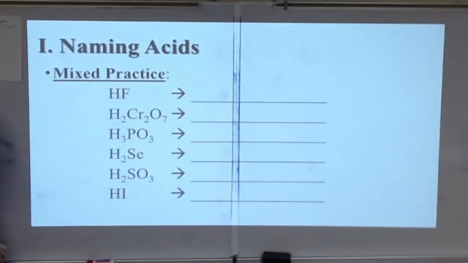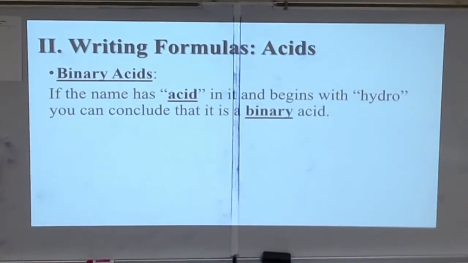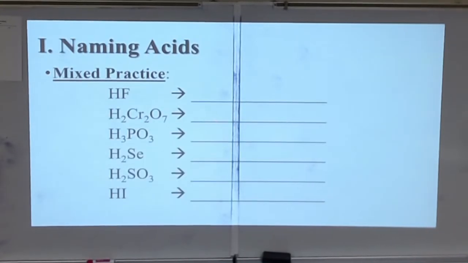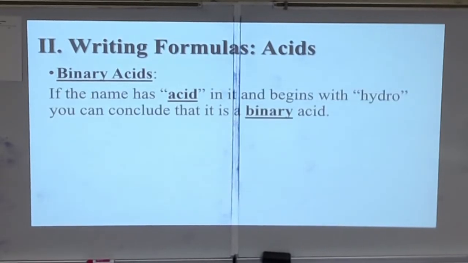Okay? And it's a polyatomic, right? If the name has an acid in it and begins with hydro, you can conclude that it's a binary acid. So this is how to get the names from the formulas. Now we're going to get the formulas from the names. Okay?